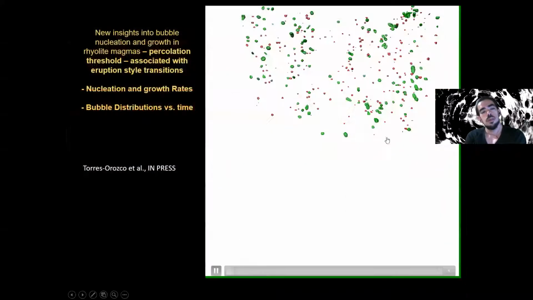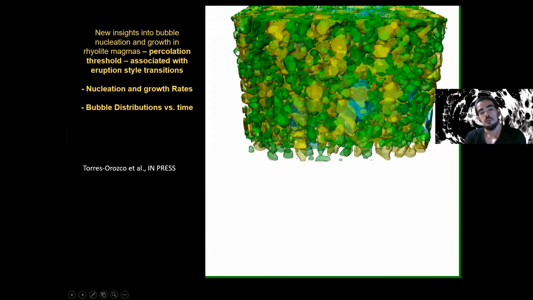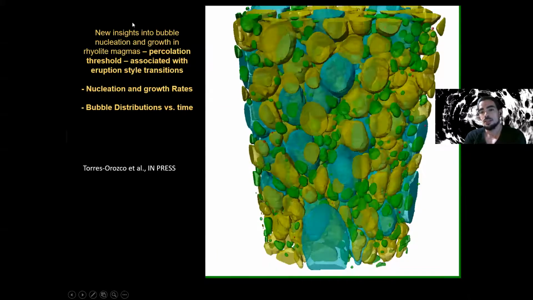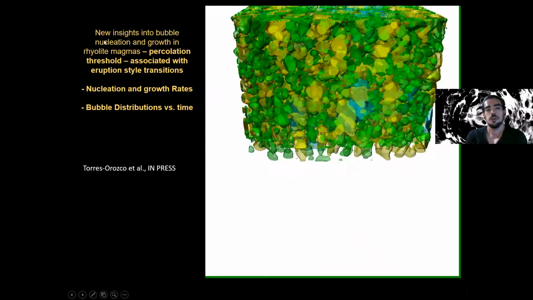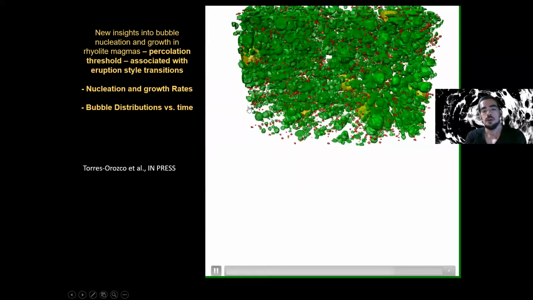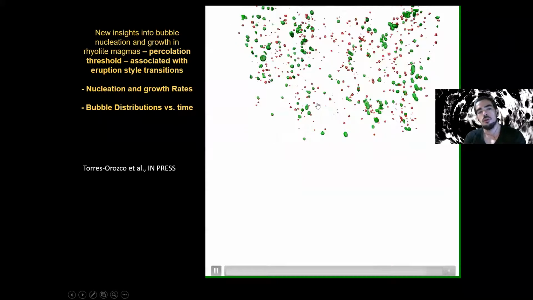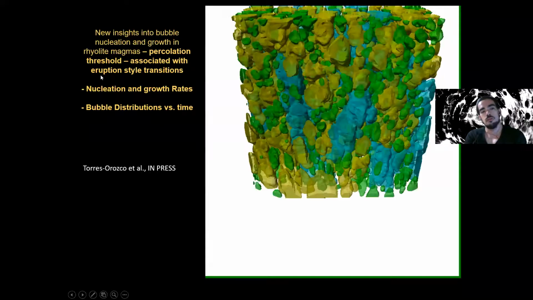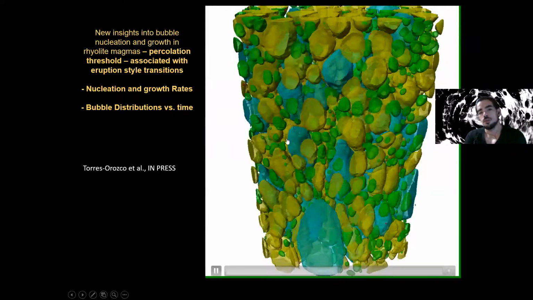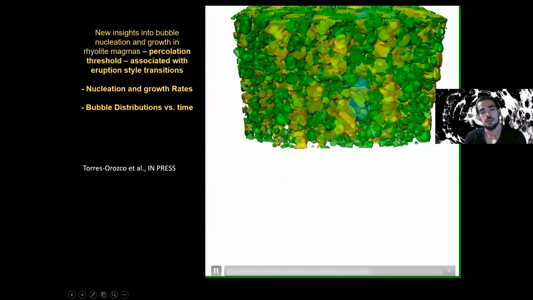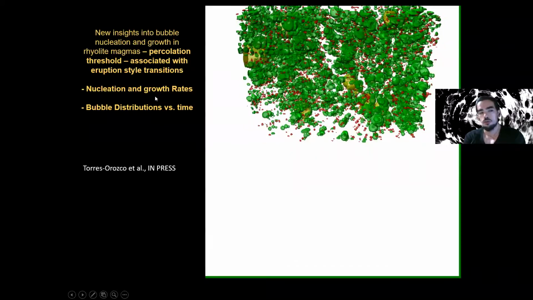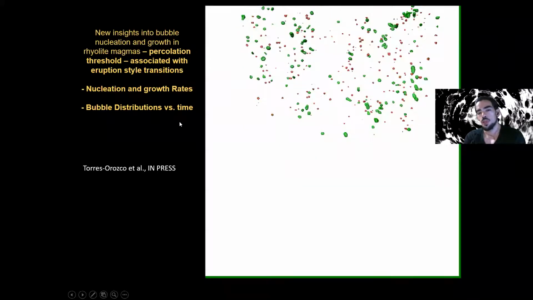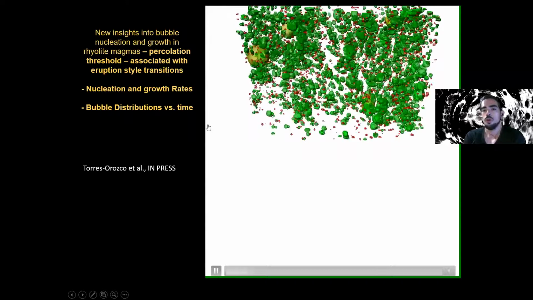So finally, doing these experiments, we get plenty more new insights into bubble nucleation and growth in rhyolitic magmas, in this case, but also in basaltic magmas or all sorts of compositions, percolation thresholds, and how these associate with different eruption styles. And of course, because this is a quantitative study, we can study nucleation and growth rates and bubble distributions with time, how they evolve with eruption time.